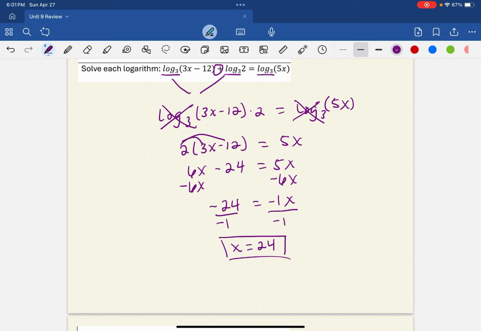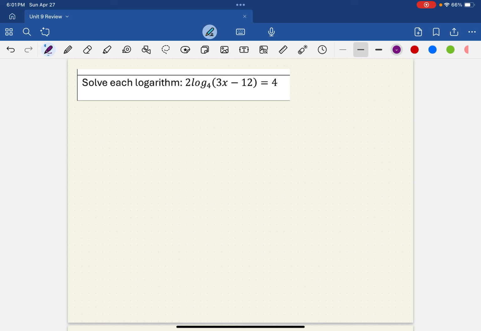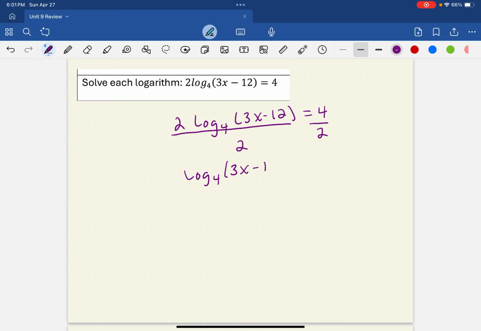So let's move to the next one. Okay, solve the logarithm. 2 log base 4 of 3x minus 12 equals 4. Several ways you could do this one. I am going to condense this down to isolate the log. So I'm going to get rid of this 2 first on both sides. So log base 4 of 3x minus 12 equals 4 divided by 2 is 2.